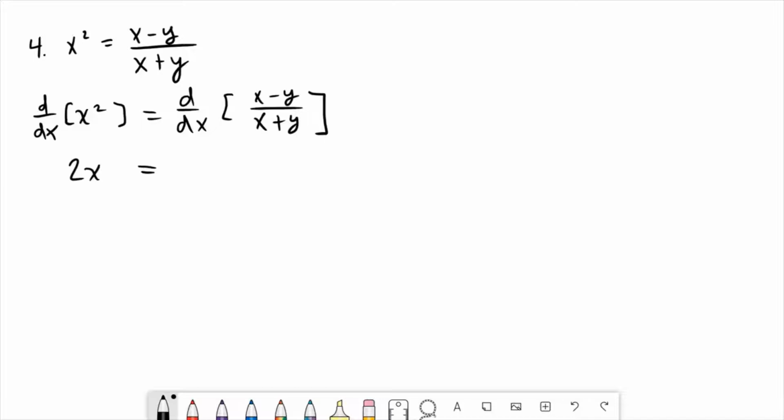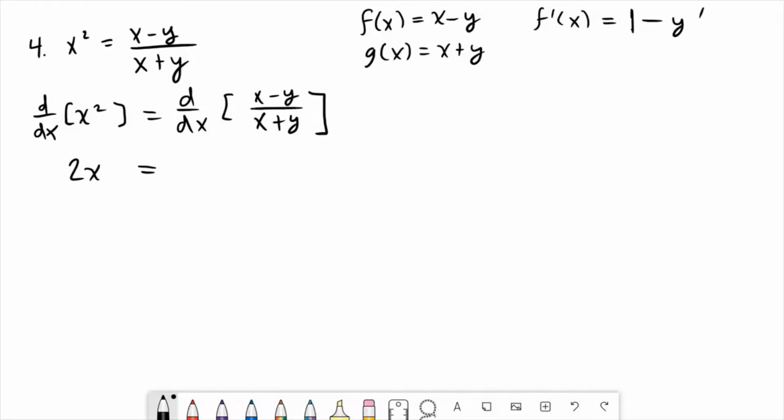I mean, if you really wanted to, you can do product and chain rule, but that's also a good way to go through it. But let's just do the quotient rule for practice, right? So the numerator is x minus y. The denominator is x plus y. The derivative of the numerator is 1 minus y prime, or the derivative of y, which we don't know, so that's how we represent it. And the derivative of the bottom is 1 plus y prime.